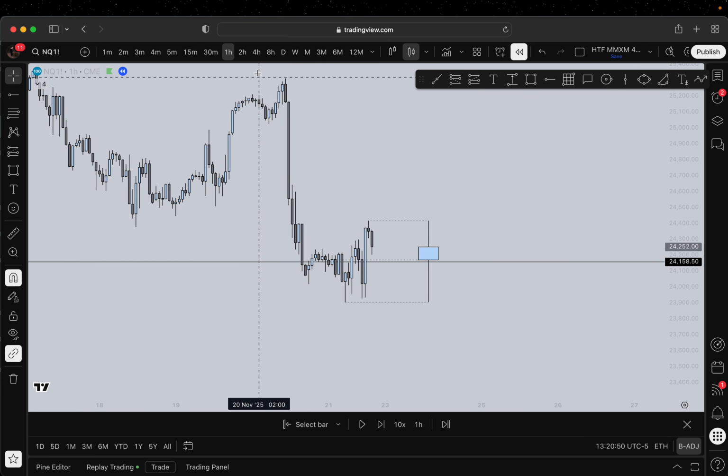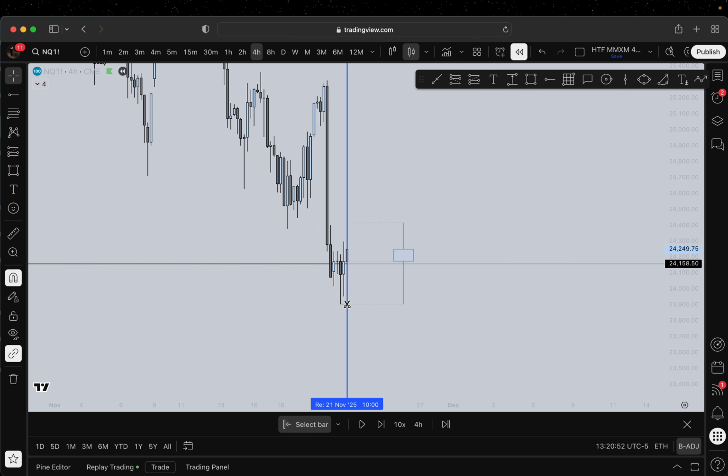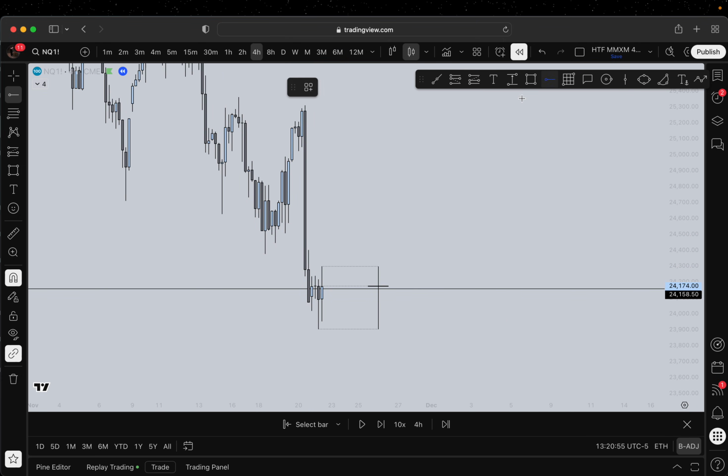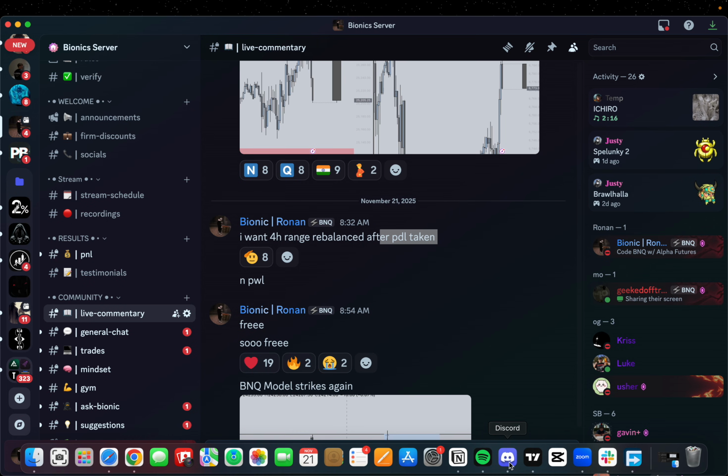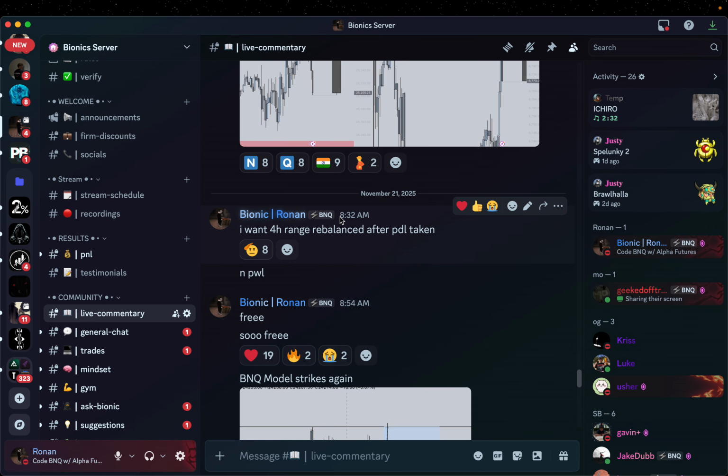Well, if you go on the 1 hour, or more so the 4 hour, but we do end up hitting it, just ignore that. What I saw is a very imbalanced leg, and I showed this in the Discord, right? So at 8:32, which is 2 minutes after the market opened for me, I said I want 4 hour range rebalance after previous day low and previous week low taken, and you can see this is my entry.